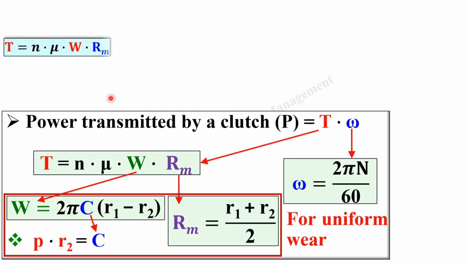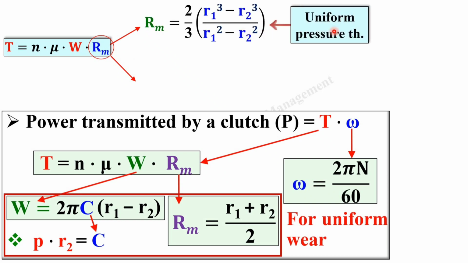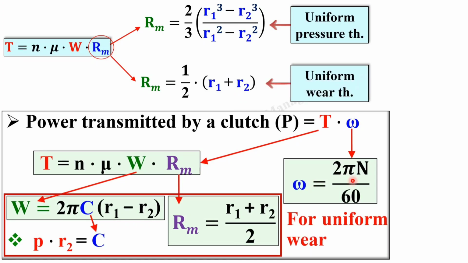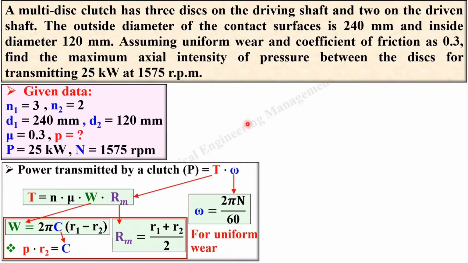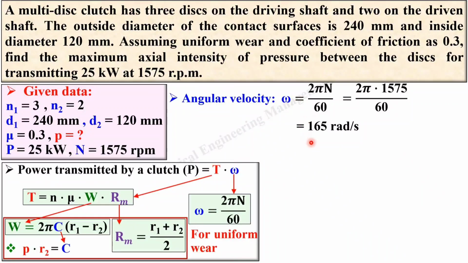But before that, you know that this is the torque transmitting capacity where Rm has 2 different formulas. This formula is for the uniform pressure theory, and this one is according to the uniform wear theory. Here we have to apply the uniform wear theory so that you can find Rm from this equation. Now I am going to first find omega, that is 2 pi N upon 60. RPM is given as 1575. So put it over here so that you can find omega in radian per second.